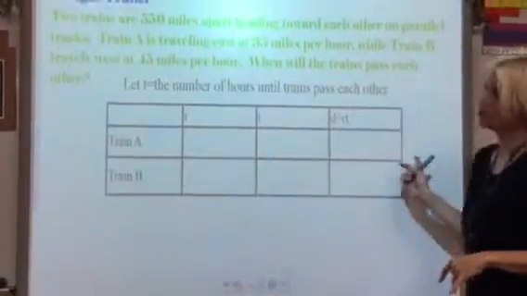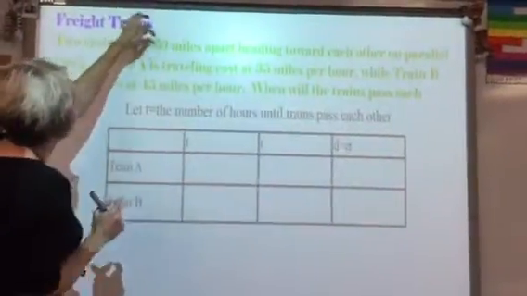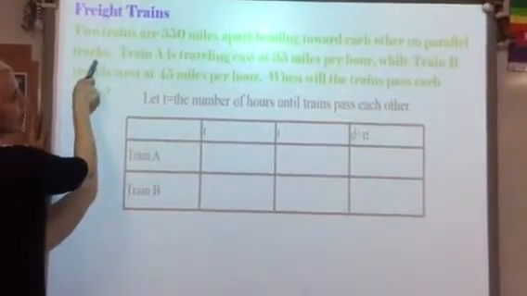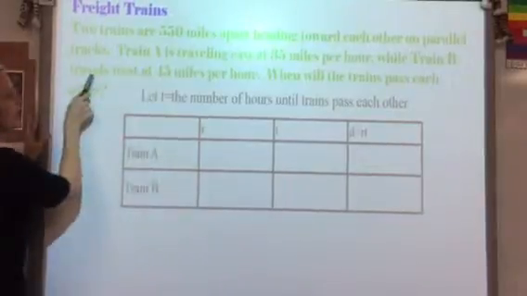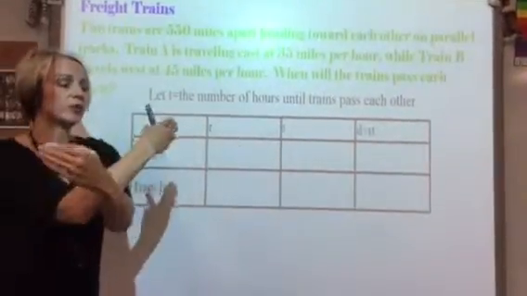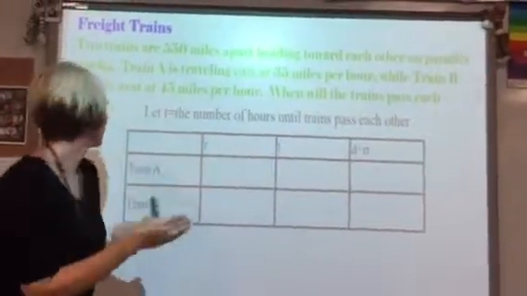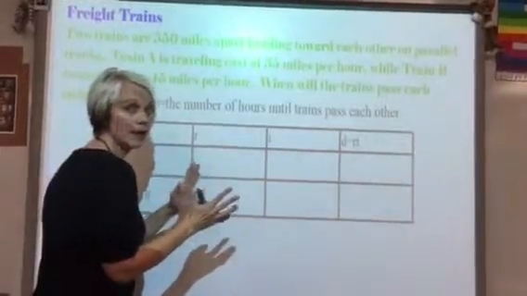Another example of distance, rate, and time is when you have two objects. I have two trains that are 550 miles apart heading toward each other on parallel tracks. Train A is traveling east at 35 miles per hour. Train B is traveling west at 45 miles per hour. And I want to know, when will they be equal to each other? Same place, same time. When will they pass one another?